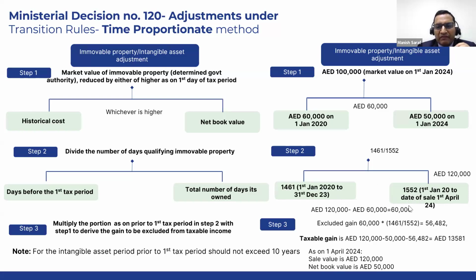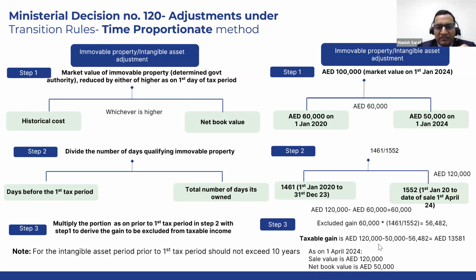Now, so your gain will be proportionate. The portion pertaining to the first tax period, which is 1461 out of the total, will be excluded from the gain, and then you will tax only the remaining portion of it. So 120,000 is the sale value which you have on 1st April 2024, and you will consider either the historical cost or the net book value at the beginning of the period, whichever is higher, 60,000. So out of the 60,000, you will exclude the portion pertaining to prior to the first tax period, which comes to 56,482, and that is the portion you're going to exclude.